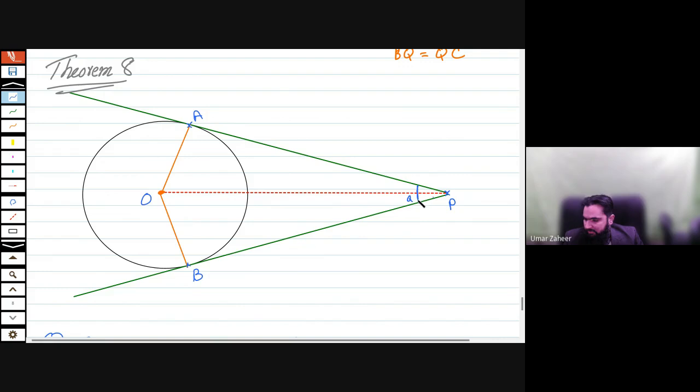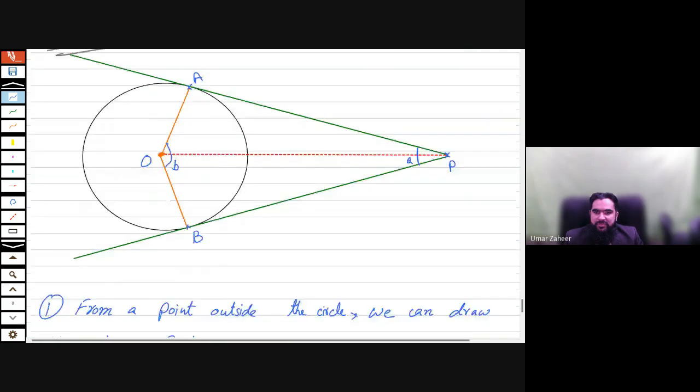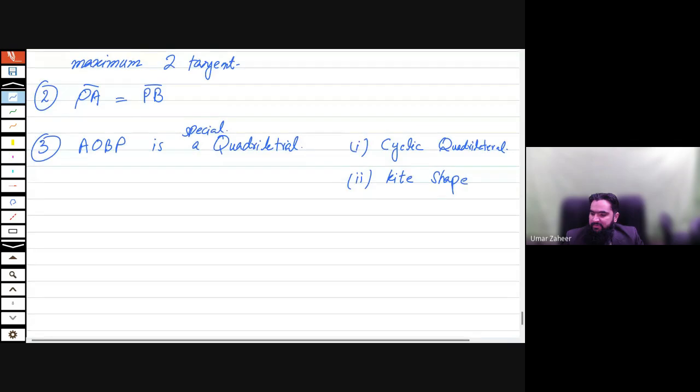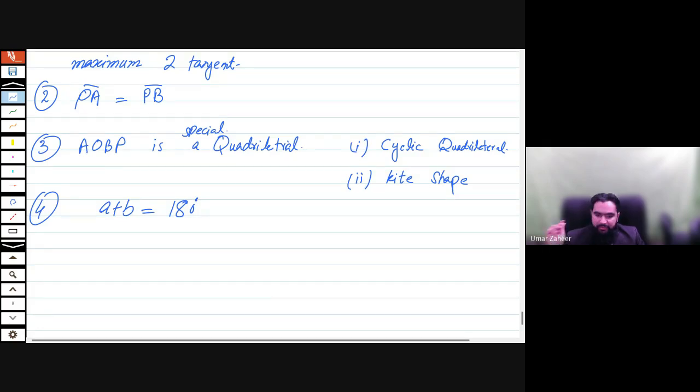No. Okay, I have to say that it is cyclic. This means that the sum of its opposite angles is always equal to 180 degrees because it is cyclic.